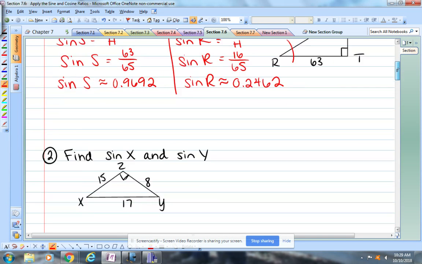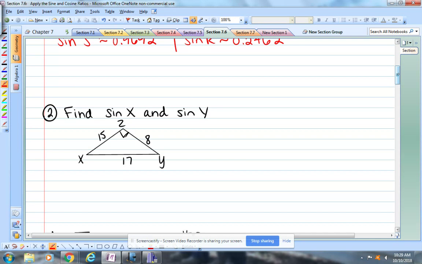All right. Here's another one. We're finding sine again, for X and Y this time. We've got an 8, 15, 17 right triangle. Which one's the hypotenuse? 17.